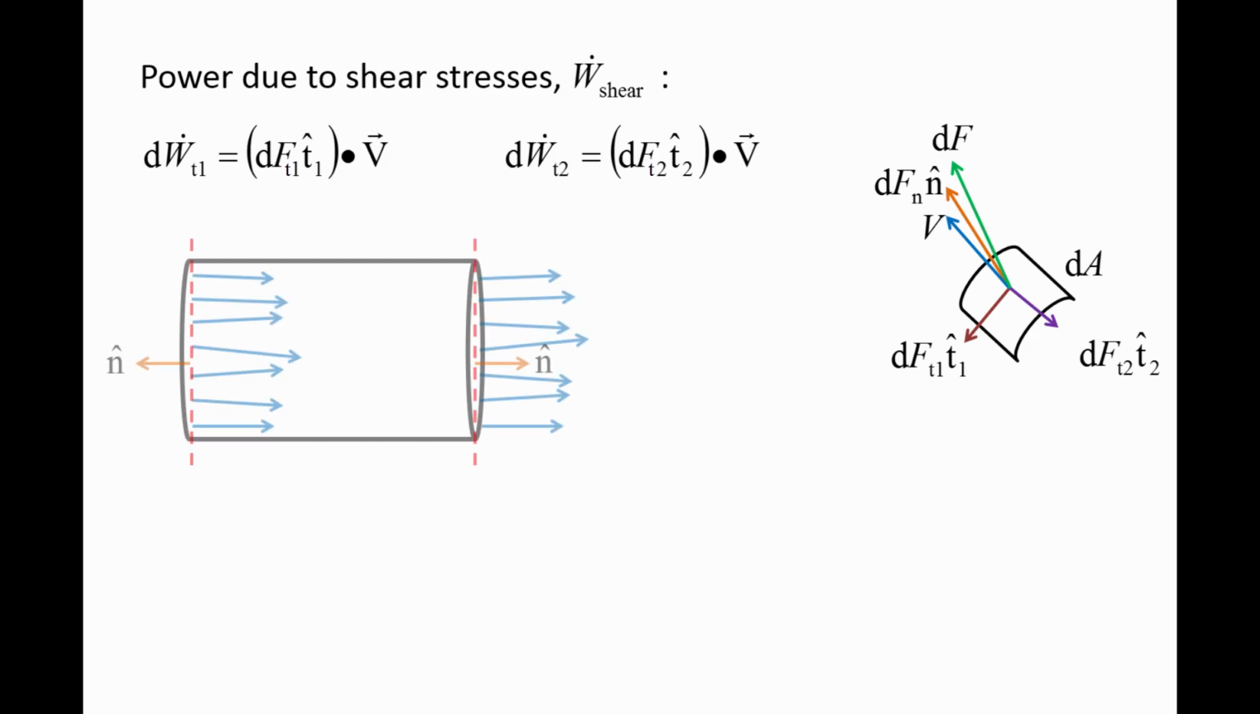For most devices in fluid mechanics, fluid will cross the control surface through a well-defined inlet or outlet in which the flow direction will be approximately parallel to the outward normal vector n hat. This means that the components of the velocity vector in the T1 hat and T2 hat directions are small, making the dot product small as well. Therefore, we will neglect the power due to shear stresses in this analysis.